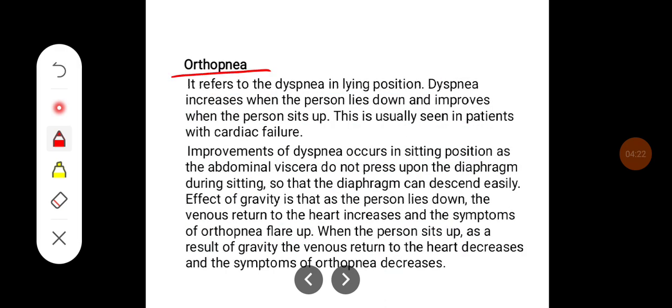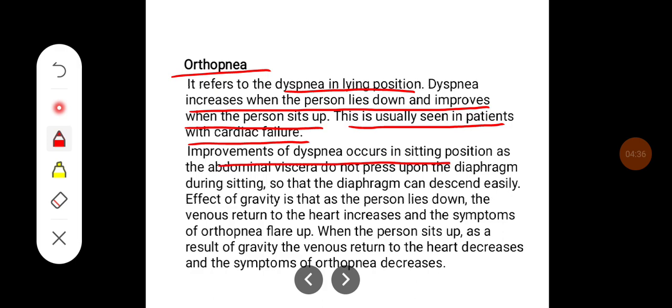Orthopnea. It refers to the dyspnea in lying down position. Dyspnea increases when the person lies down and improves when the person sits up. This is usually seen in patients with cardiac failure. Improvement of dyspnea occurs in sitting position as the abdominal viscera do not press upon the diaphragm during sitting, so that the diaphragm can descend easily.